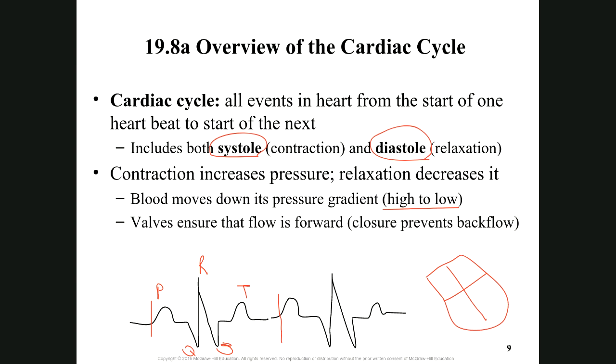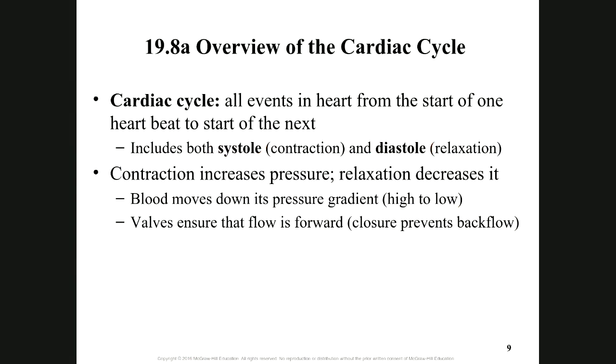So the cardiac cycle is all the events which happen in our heart from the start of one heartbeat or one P wave to the start of the next heartbeat or the next P wave.